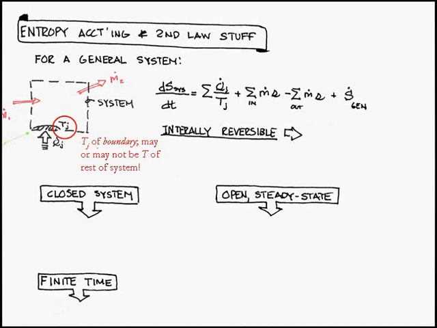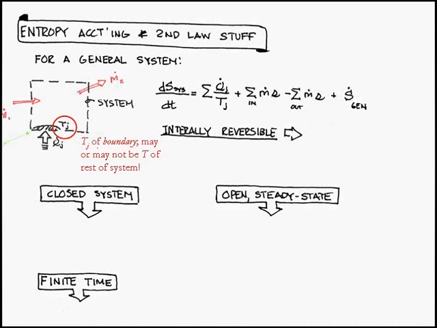So here's your general equation. dS/dt is Q dot over T, m dot s coming in minus m dot s leaving, plus S dot gen. You should go back and refamiliarize yourself with what those different terms mean. We're going to kind of do the rest of this crash course at an accelerated rate now.